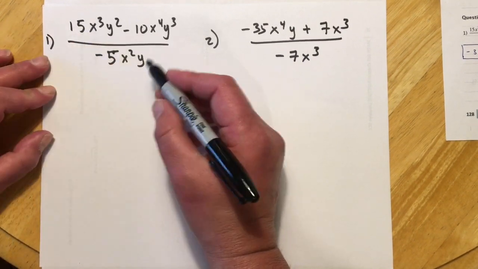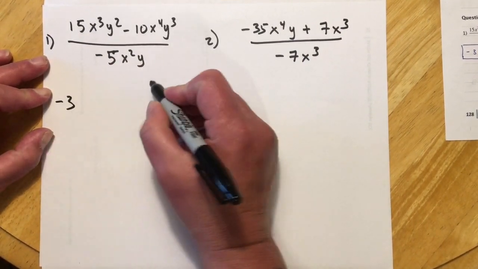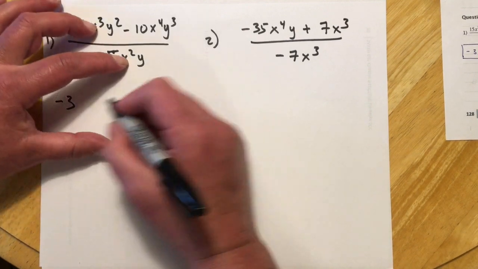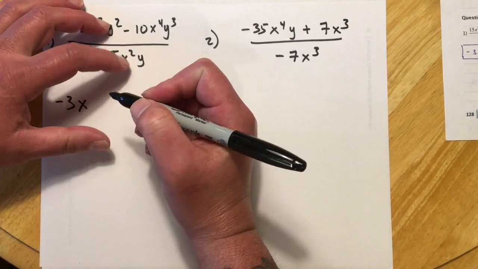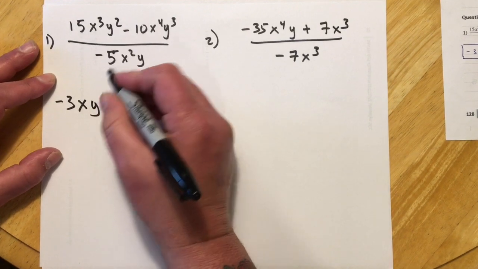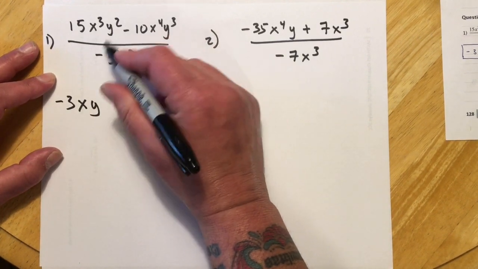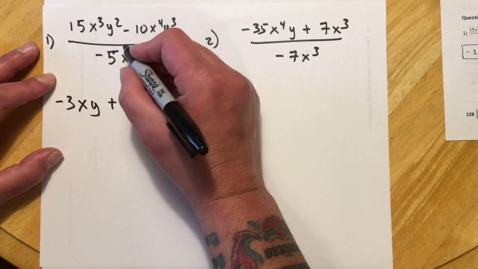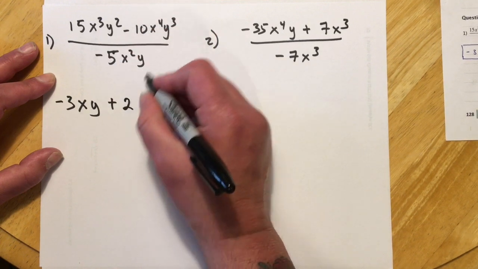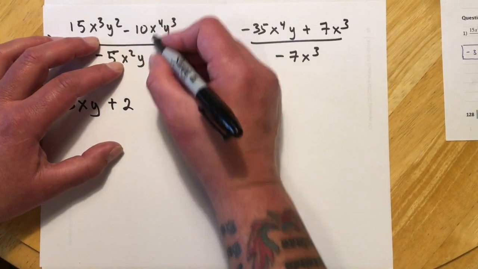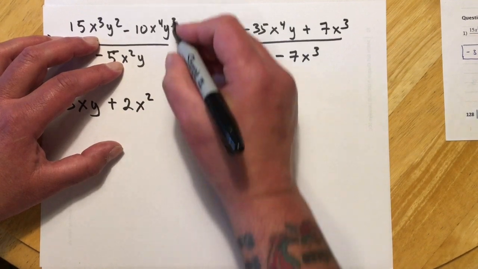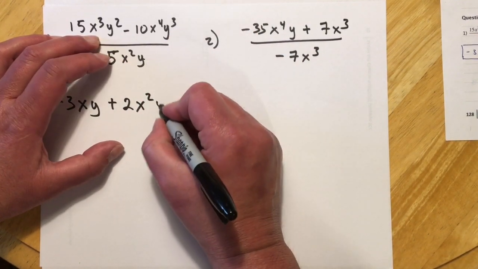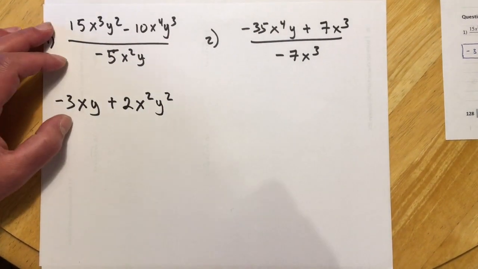But negative 5 into 15, so that's going to be a negative 3. And x cubed over x squared, so that's going to leave an x. y squared over y, so that will leave a y. And then on this next term, negative and negative, so that's positive. 10 over 5, so that'll be a 2. x to the fourth over x squared, so that's x to the second. y cubed over y, so that'll be y squared.